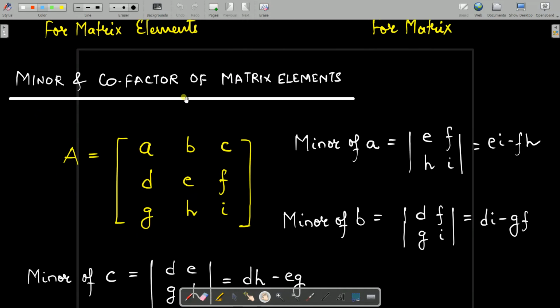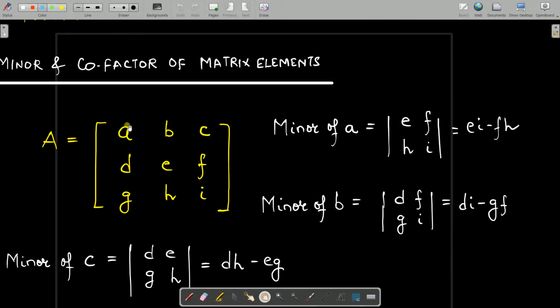For minors and cofactors of a matrix element, we have a matrix A which is A, B, C, D, E, F, G, H, I. If you want to find the minor of the first element, that is A, you delete this row, you delete this column, and whatever is left, you take the determinant of that. That's it. So to find the minor of A, delete the row containing A, delete the column containing A. What is left? E, F, H, I.